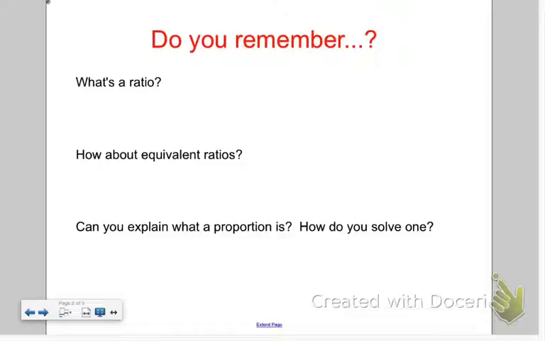For example, 3 to 2, or you can write it with the colon, or maybe you just want to write 3 to 2. So maybe I'm comparing 3 pencils to 2 pens. I don't know. But that's all a ratio is.